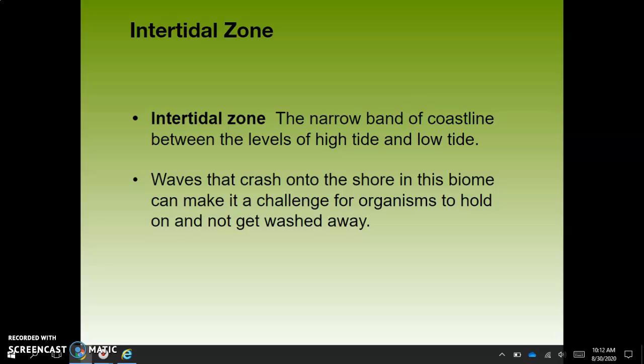Intertidal zones are the narrow band of coastline between the levels of high tide and low tide. Waves that crash onto the shore in this biome can make it a challenge for organisms to hold on and not get washed away.